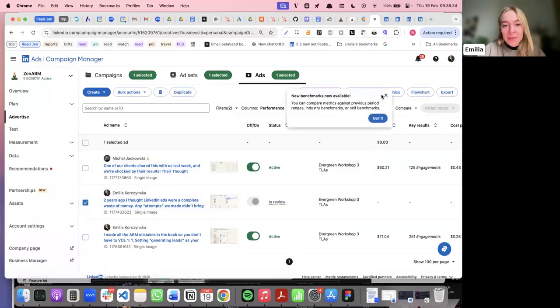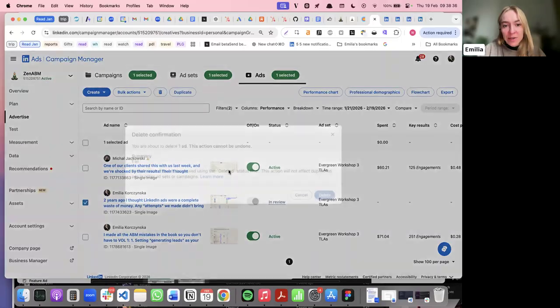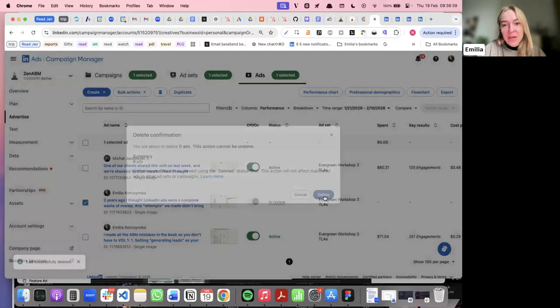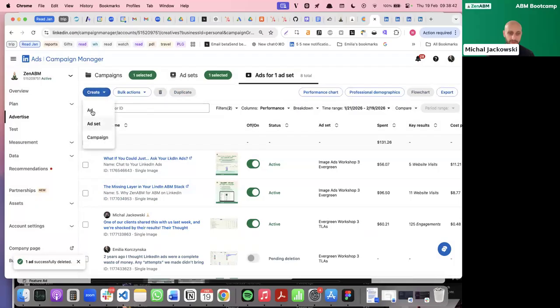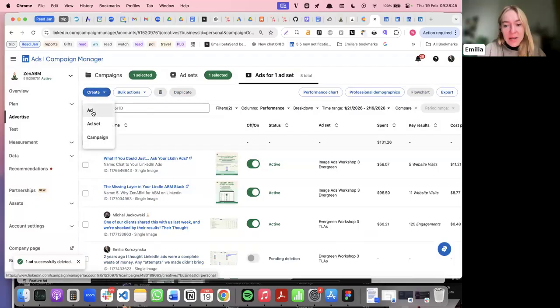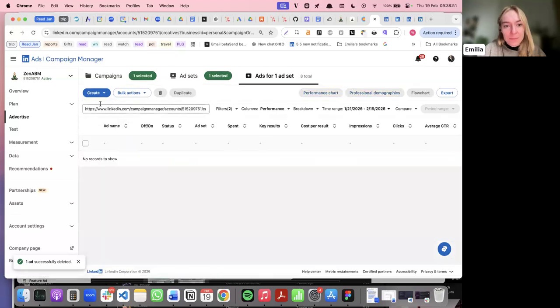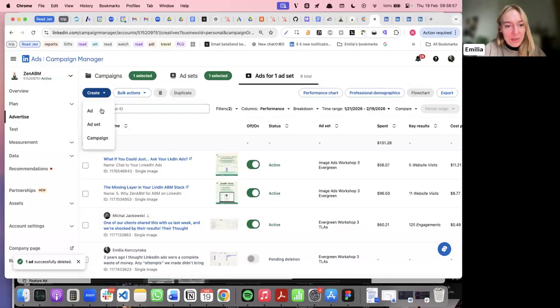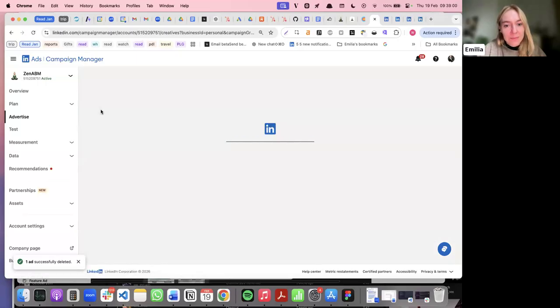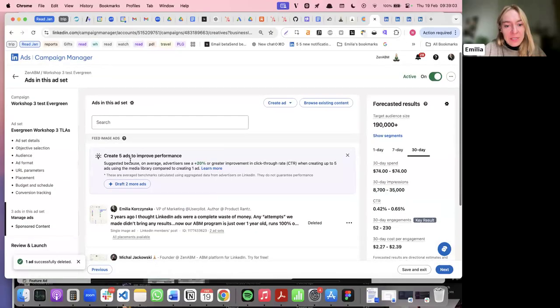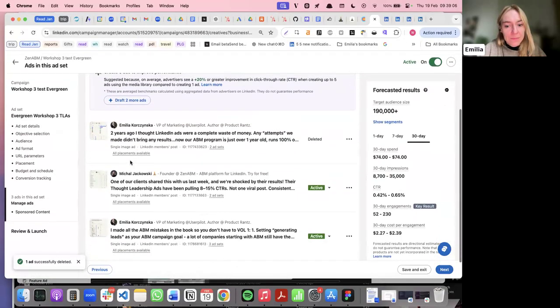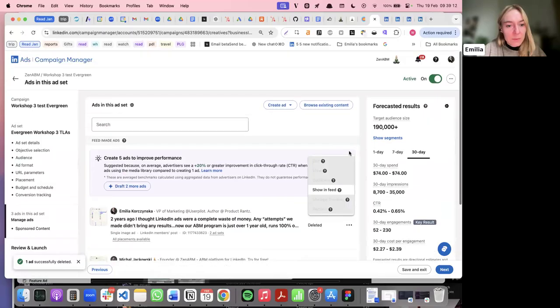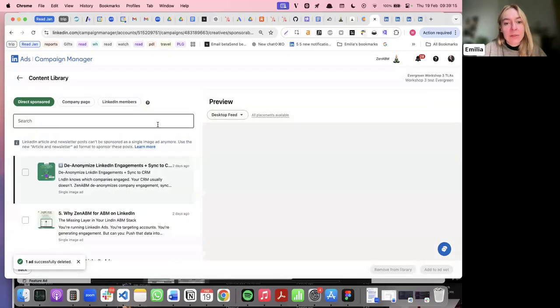So what I'm going to do now, because it didn't get approved, is remove it, delete it from this campaign, and create an ad in this campaign. Oh, it says pending deletion now. Oh, what happened? We'll create an ad and we'll try to edit again. That one is deleted. Browse existing content.